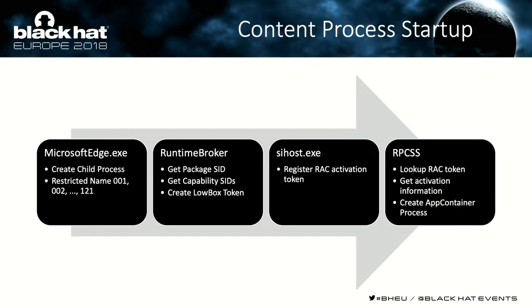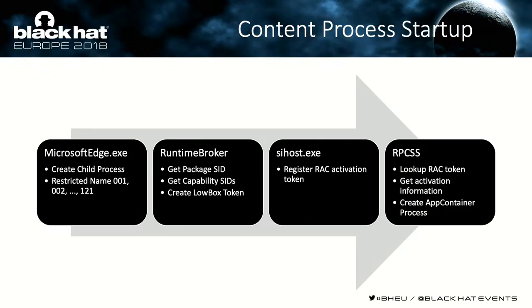Now, it's content process time. A content process is a child app container process. There are many types of content process for different jobs, but their startup sequences are almost the same. Microsoft Edge would create content processes with restricted names from 001 to 121, because it is also an app container process. It would send the creation request to the runtime broker.